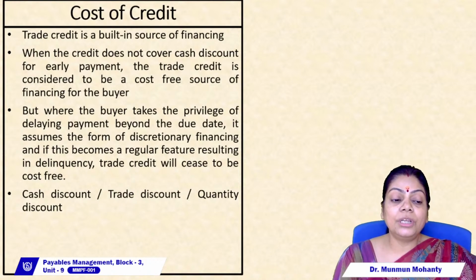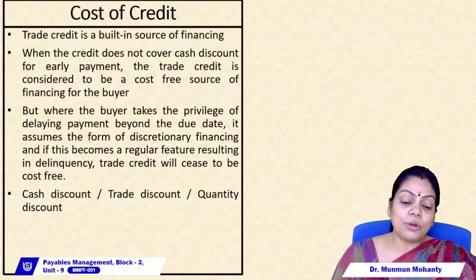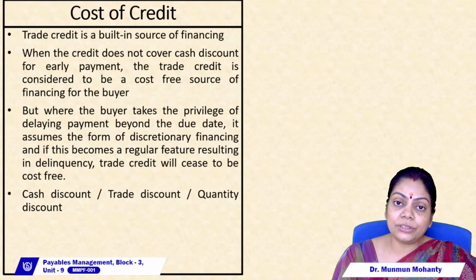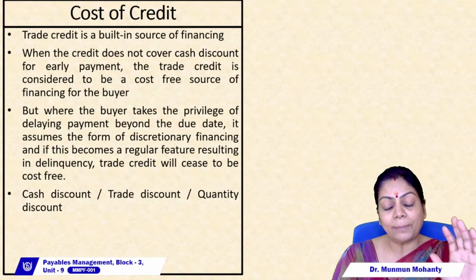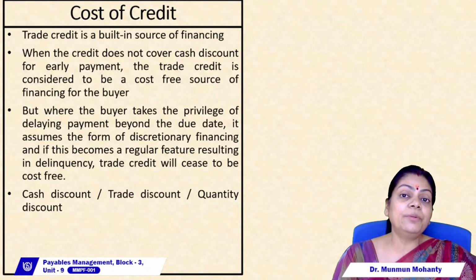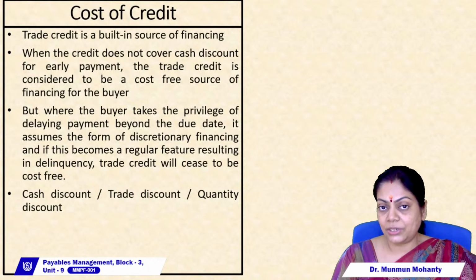At that point of time, when the supplier sees that the client is purposefully delaying, he will instill something called a cash discount to encourage the client to pay early. The moment the supplier instills a cash discount, the credit becomes costly to you. So we will talk about the cost of this cash discount.